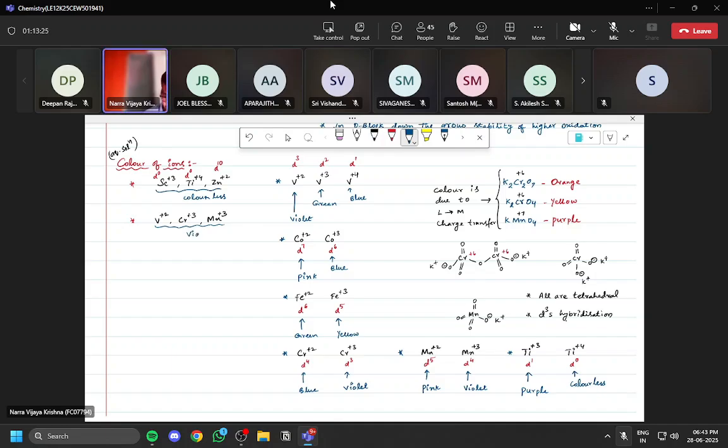Next one. Cobalt +2, manganese +2. Pink, huh? Both show pink. Any other?